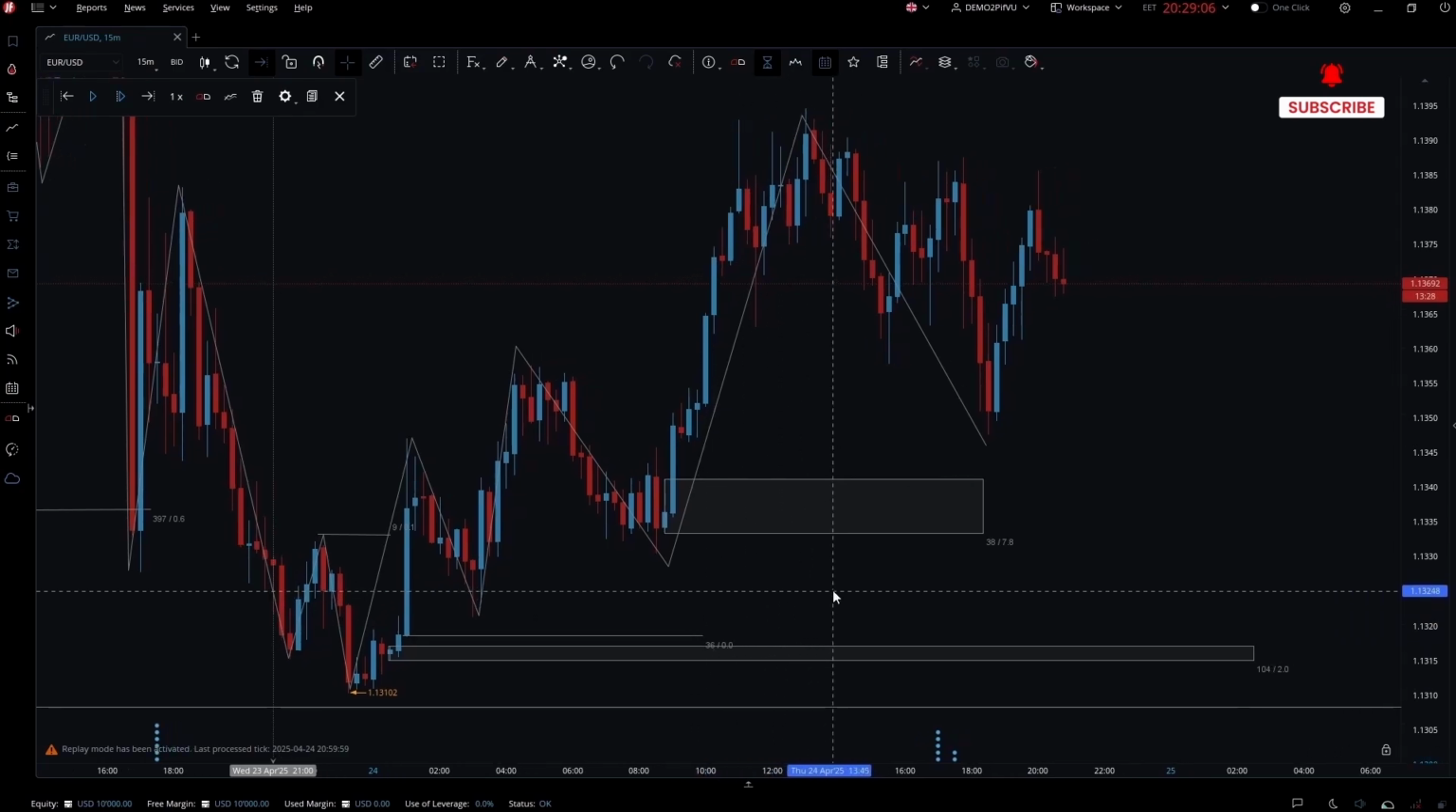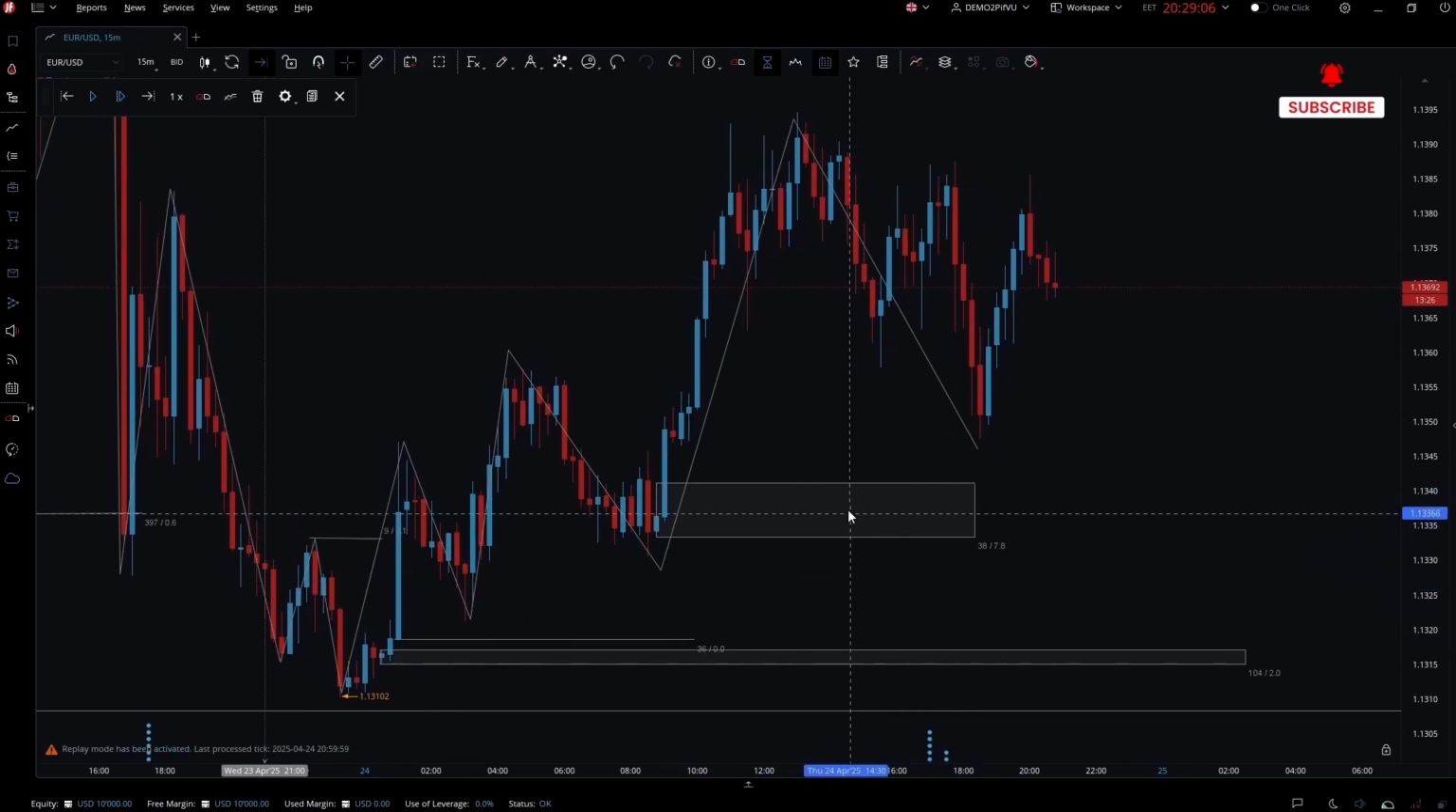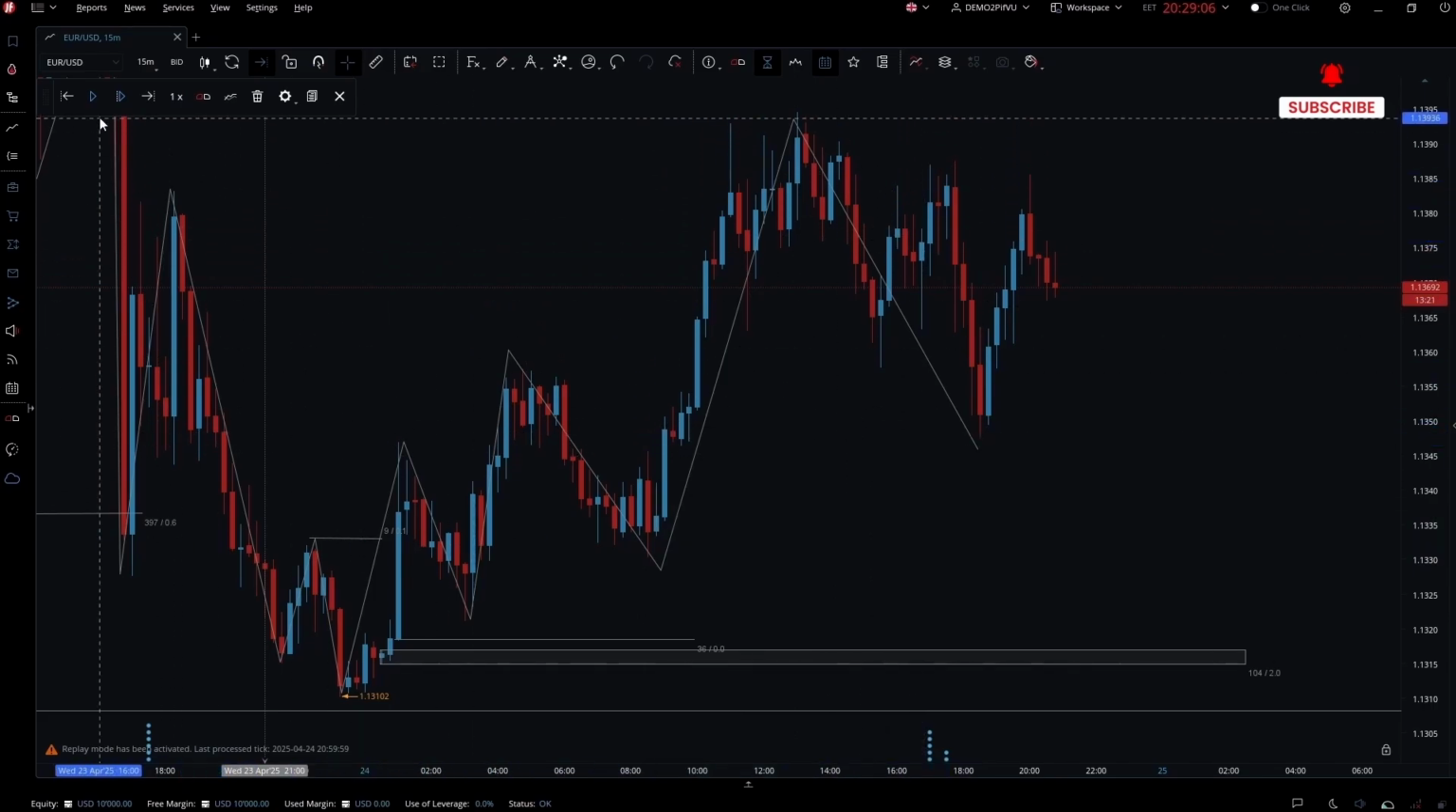So let's play it forward. Okay, so let's take this zone out and let's read the price for it.